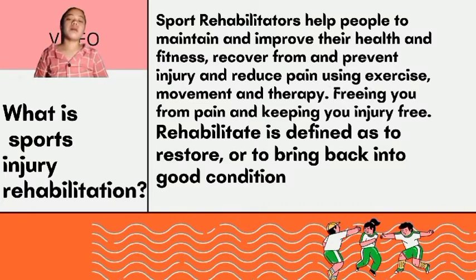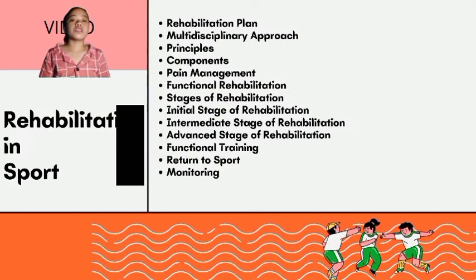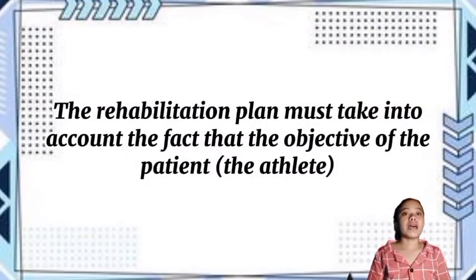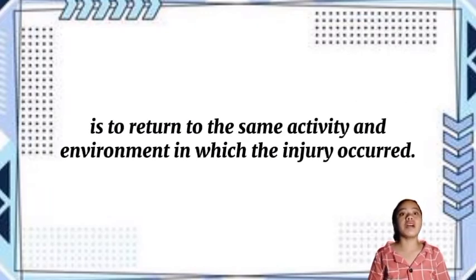So sa sports rehabilitation, dito dinadala ang mga injured athlete at dito din tinicheck kung okay ba ang athlete palaruin or hindi. So the first type under sports injury rehabilitation is the rehabilitation plan. The rehabilitation plan must take into account the fact that the objective of the patient, the athlete, is to return to the same activity and environment in which the injury occurred.